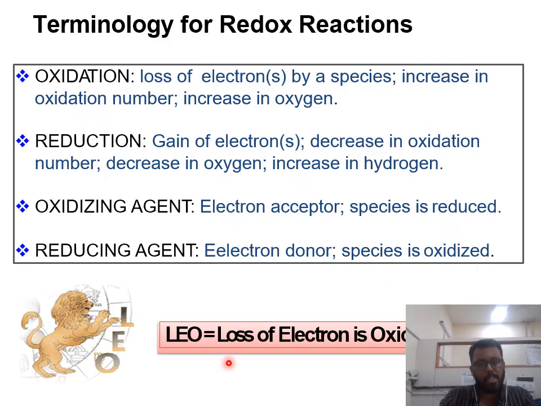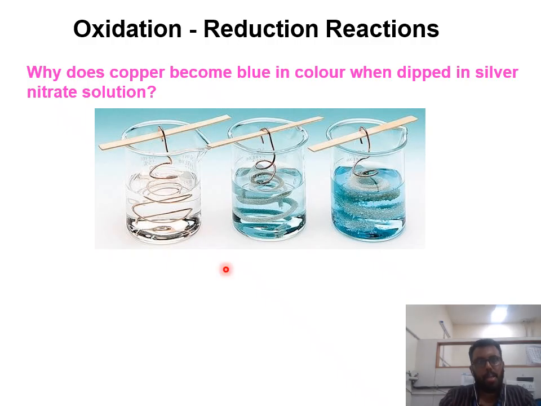In simple words, you can say LEO: loss of electrons is oxidation. Okay, simple oxidation reduction reaction. So you might wonder why the solution becomes blue. For example, you take a copper wire, hang it in a solution, then you dip it in silver nitrate solution. The solution turns blue. Initially it was colorless, but when you drop or hang the copper wire in a silver nitrate solution, it becomes blue. What is the reason? A simple displacement reaction occurs.